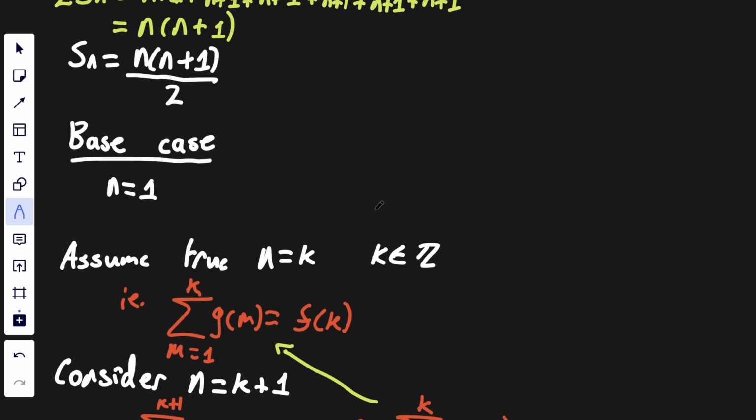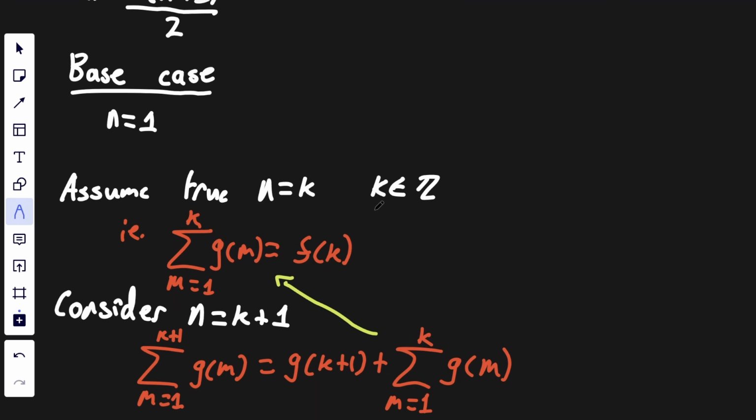So first of all, as always, base case. Pretty much always you're going to be considering when n equals 1. You've only got one thing in your sum, so that's going to be really easy. And then you're just putting 1 into the other side. Then we're going to assume it's true for n equals k.